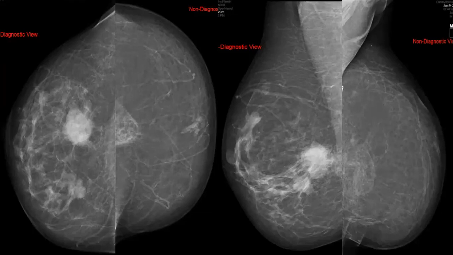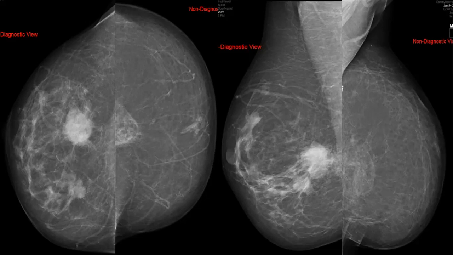Posteriorly, in the posterior part of the breast centrally. The mass is hyperdense with circumscribed partially obscured margins. Circumscribed or obscured? Circumscribed, partially obscured.